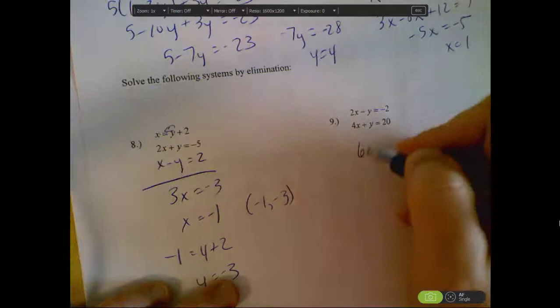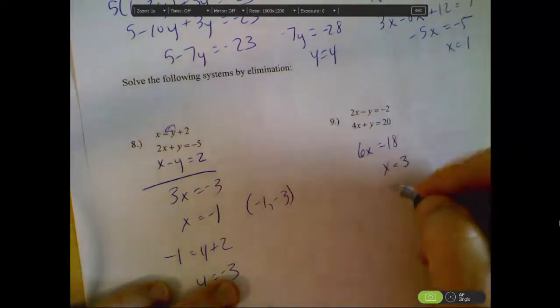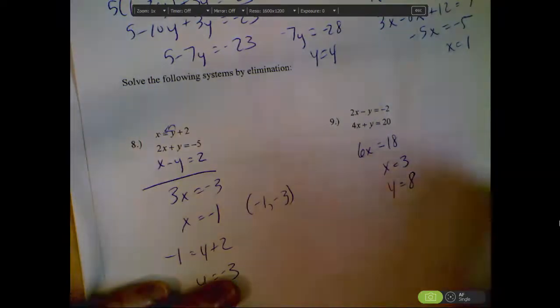Here they're already lined up. I can just add them together. X is 3, 6, negative 8, 8. Y is 8.